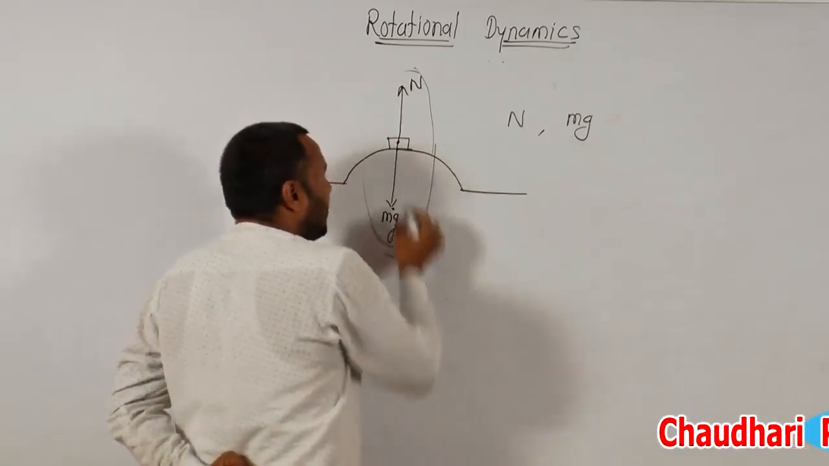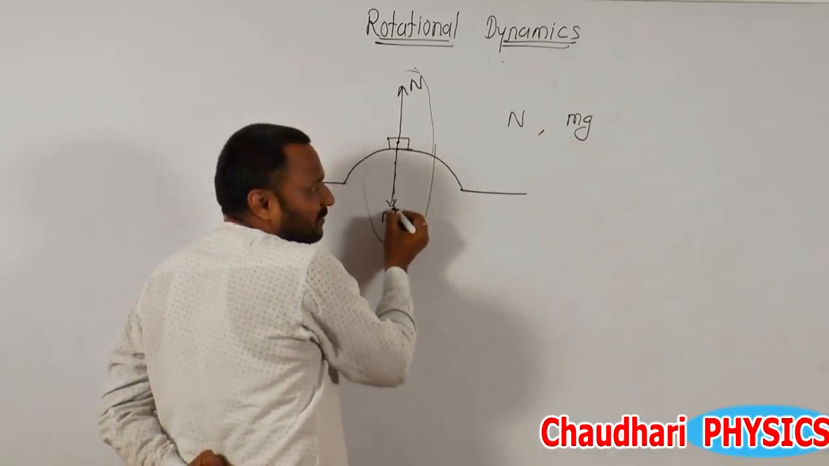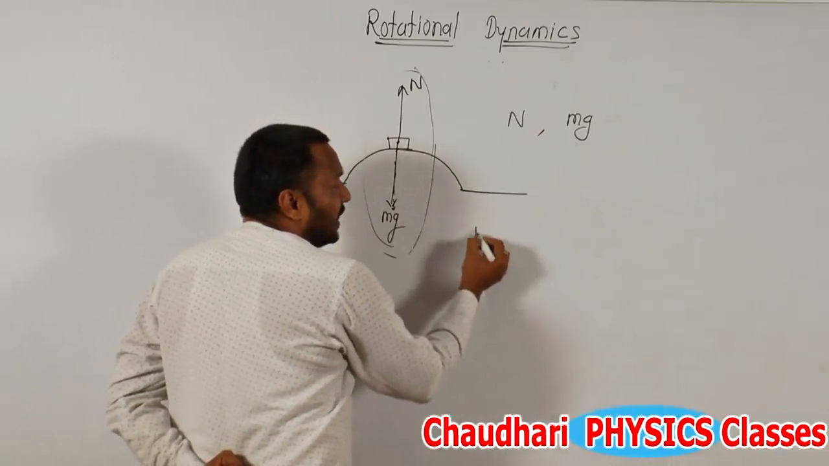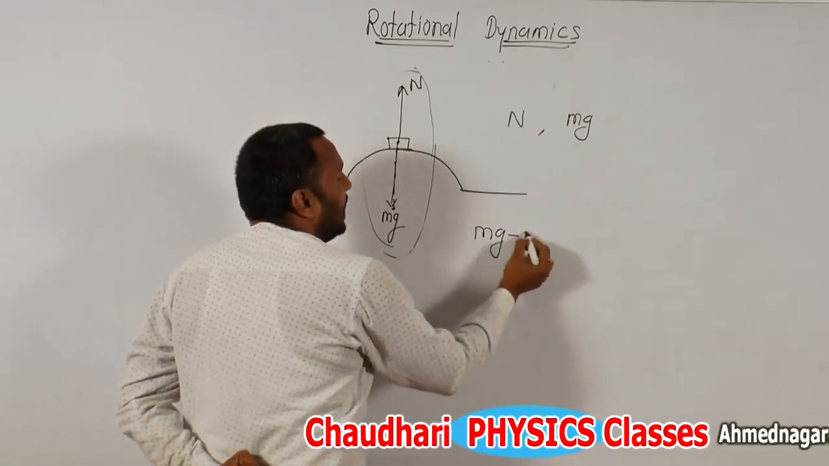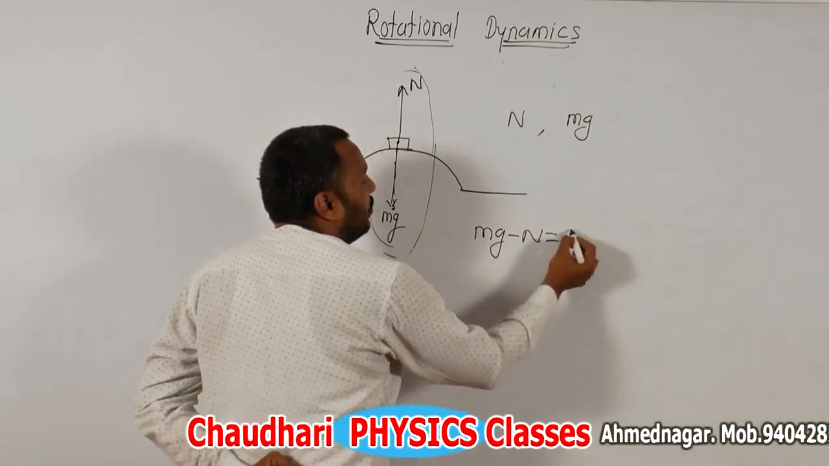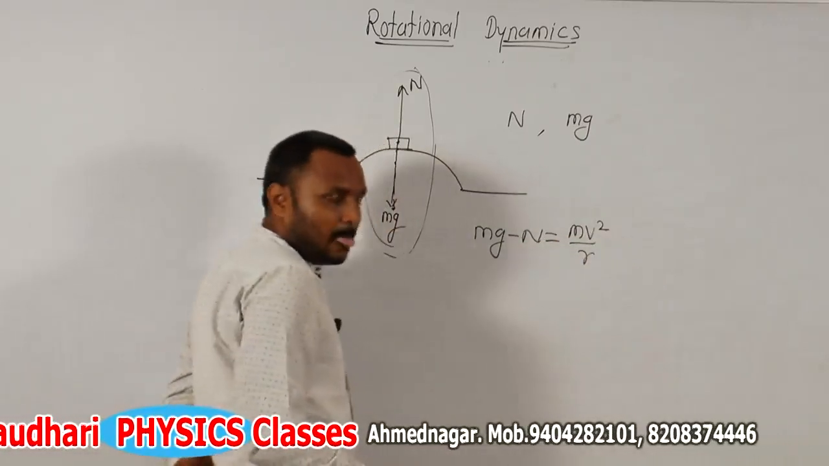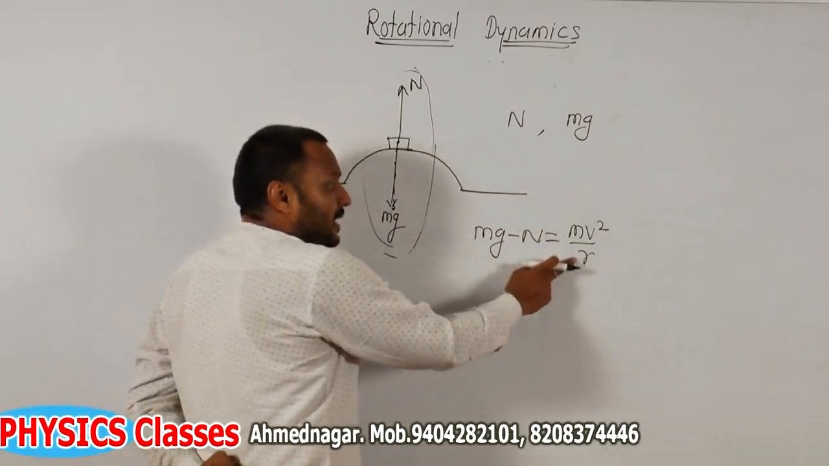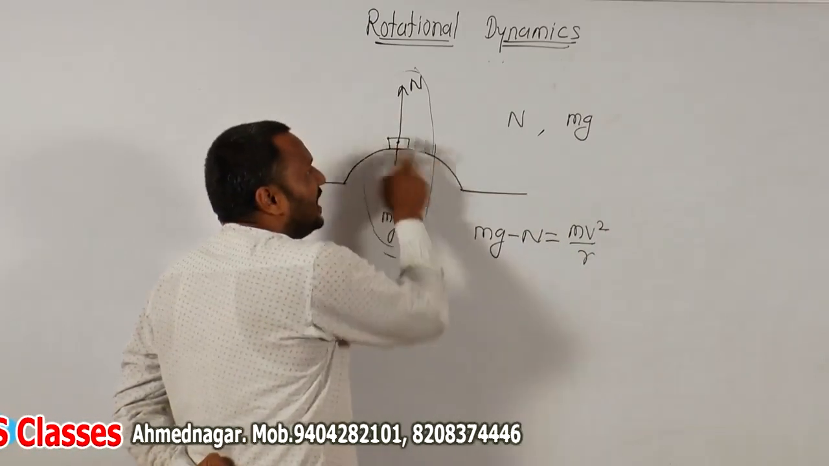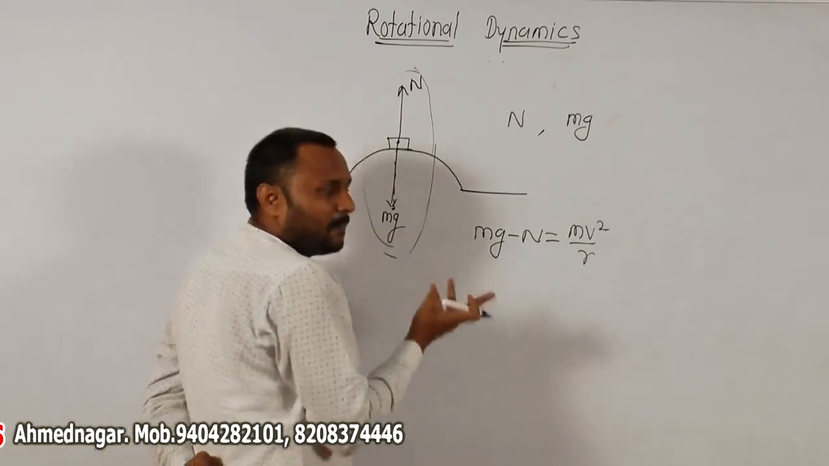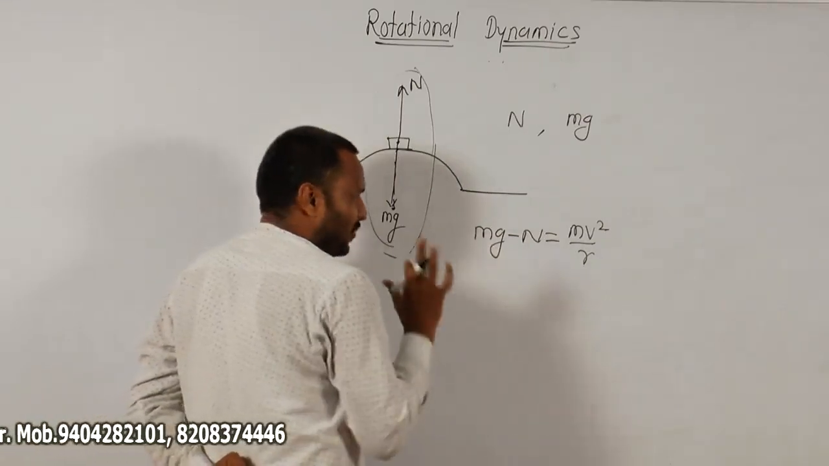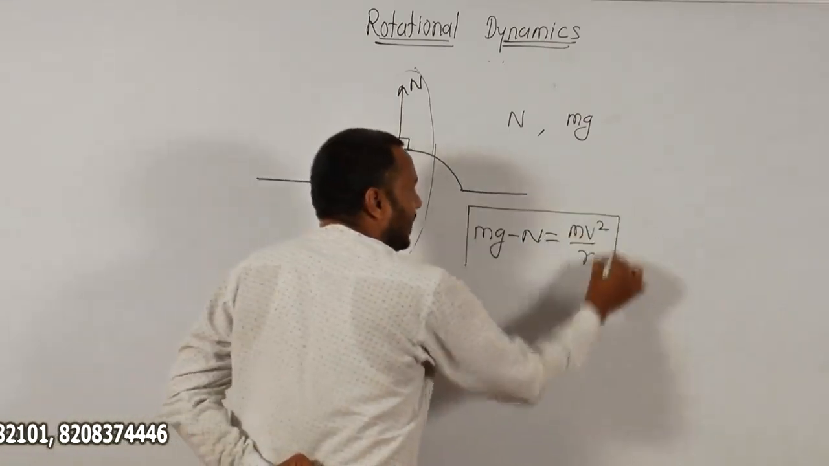Now here we say that the centripetal force is toward the center, which means mg is greater. Then mg minus N is equal to the centripetal force, mv square upon r. If that centripetal force is exerted, then and only then is the circular motion possible, and it is provided by these two forces. So the equation can be written like this.